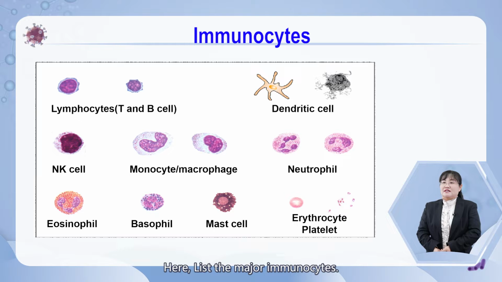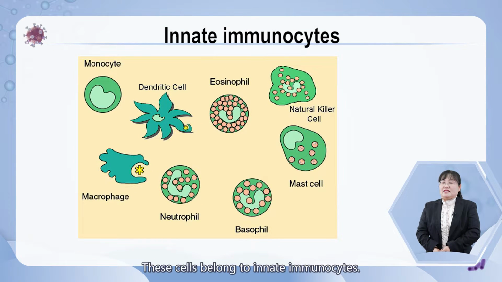Here, we list the major immunocytes. Immunocytes include innate immunocytes and adaptive immunocytes. These cells belong to innate immunocytes. We just introduced NK cell, macrophage, and dendritic cell.